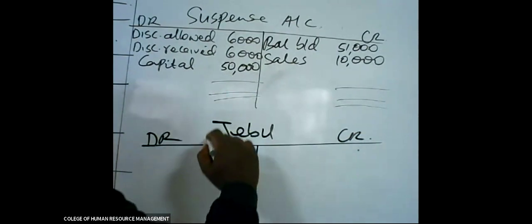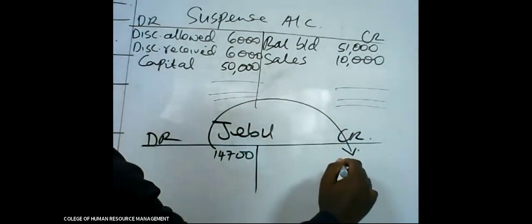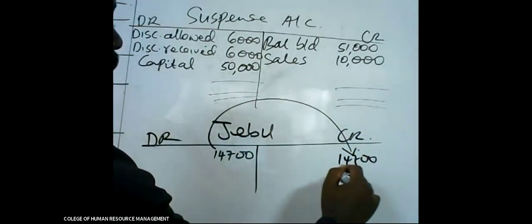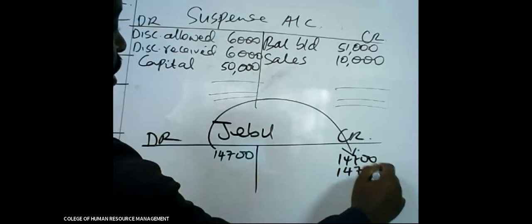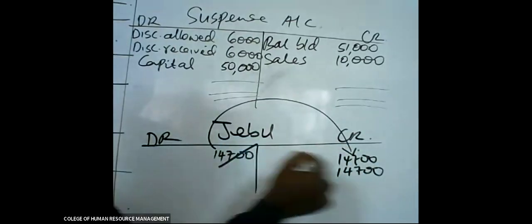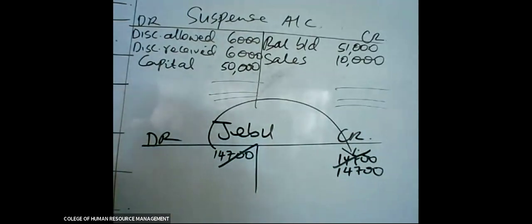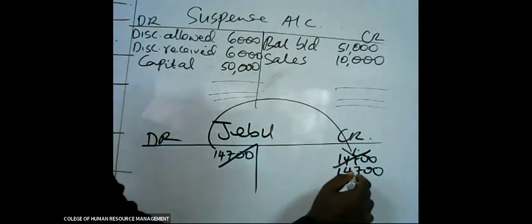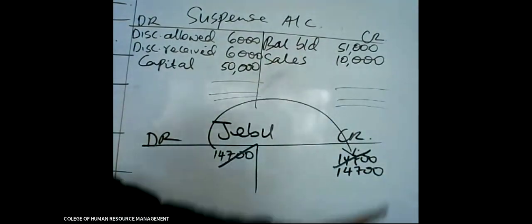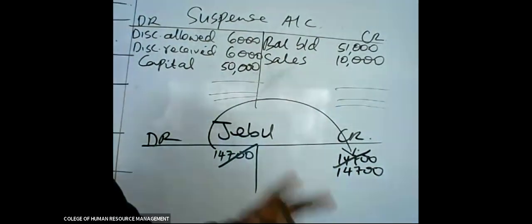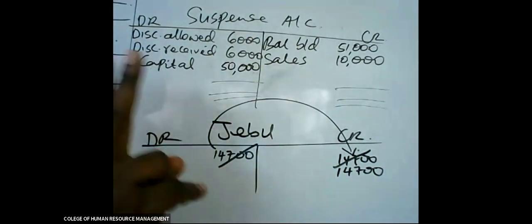So you take this figure to this side by doing 14,700 twice. The first is to cancel this, so that it is like the amount has been removed from the debit, because it was not supposed to be there. Then we have recorded. So you are reversing this and recording that amount at the same time. That's why we multiply by 2.